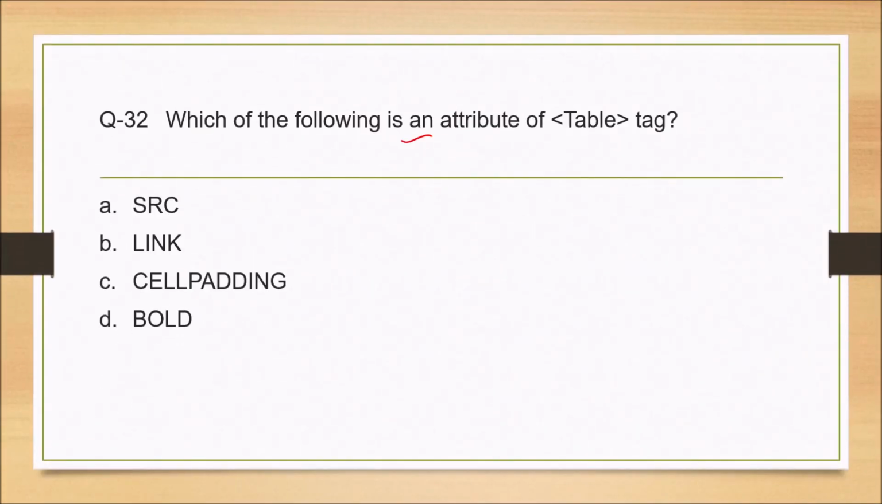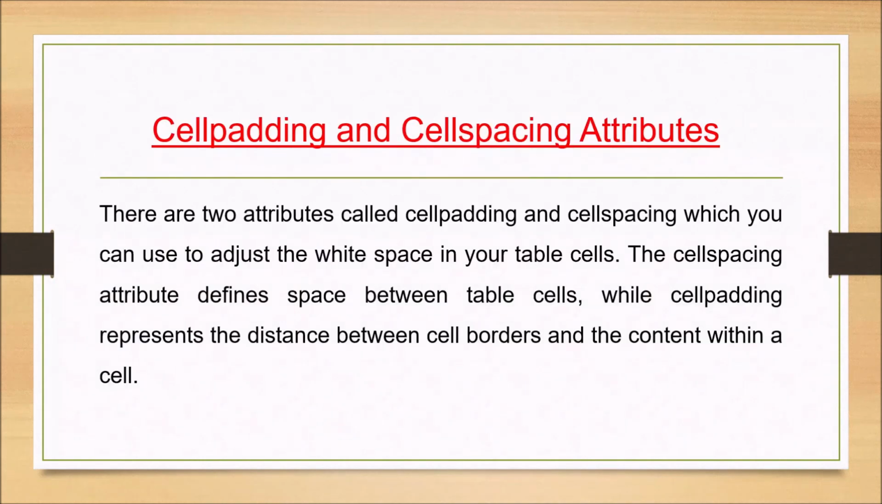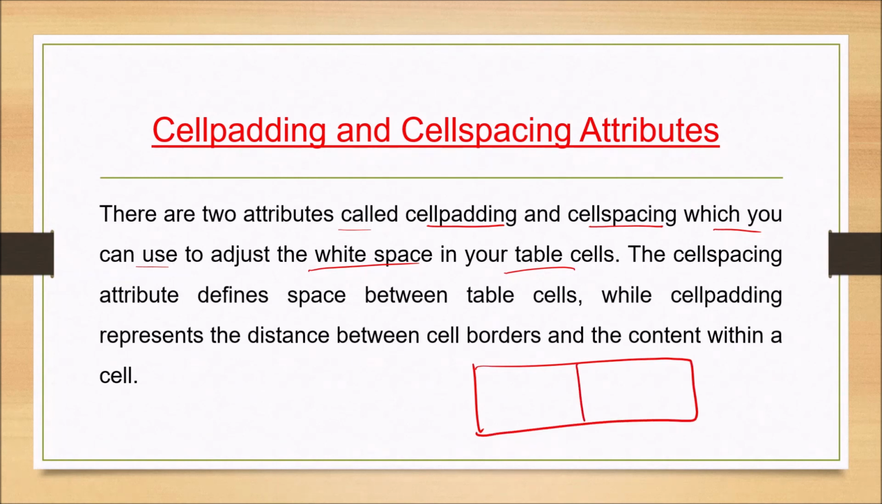Which of the following is an attribute of table tag? SRC, link, cell padding, and bold. And the correct answer is cell padding. There are two attributes called cell padding and cell spacing, which you can use to adjust the white space in your table cells. So if this is your table in which one row and two columns are there, the cell spacing attribute defines space between table cells. So it will define space between these two cells.